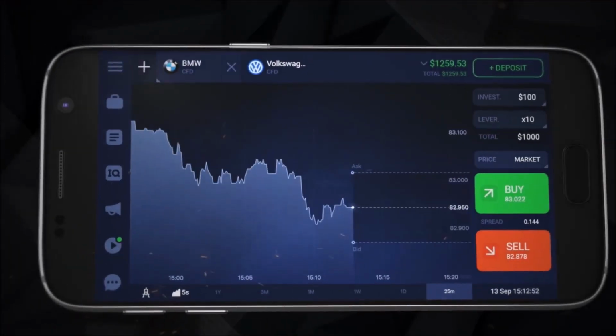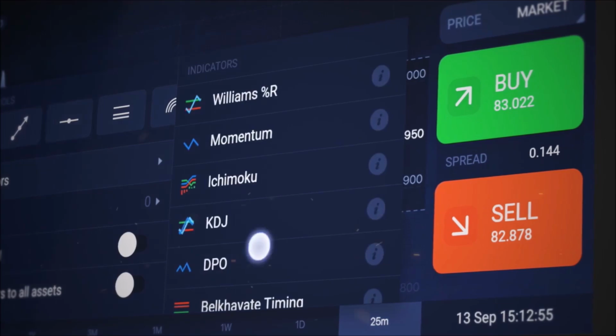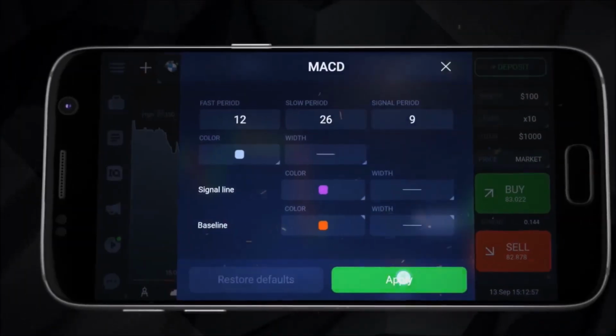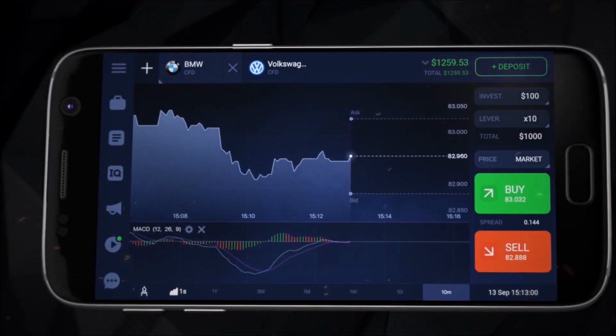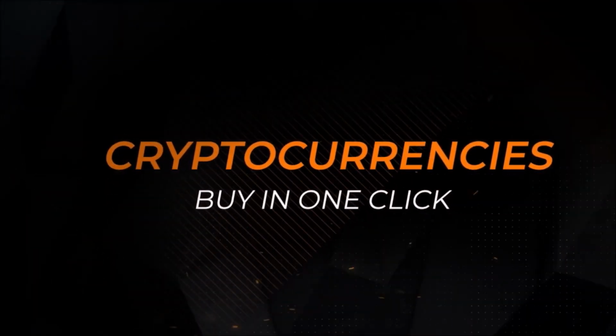Diverse asset selection: the platform offers a wide range of financial instruments, allowing users to trade various assets based on their preferences and investment strategies.